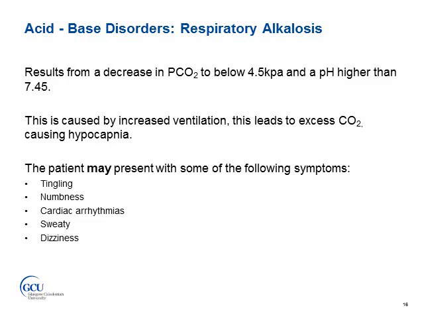Respiratory alkalosis. Respiratory alkalosis results in a decrease to the carbon dioxide to below 4.5 kilopascals and has a pH of higher than 7.45. This is generally caused by an increase in ventilation. This leads to excess carbon dioxide loss, which is also known as hypocapnia.